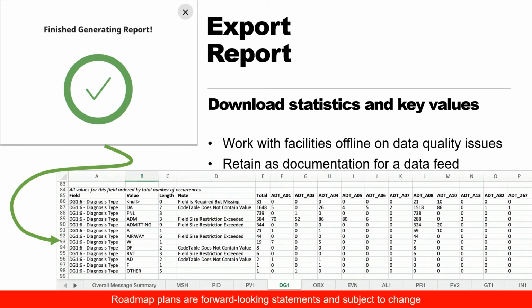After you profile the messages, you can export some key statistics and key values from the tool and work with facilities offline to address any data quality issues. So at first you can export the report, see those issues, and then afterwards you can, one, make sure that those issues were addressed, and also have that serve as documentation for the data feed once it goes live.